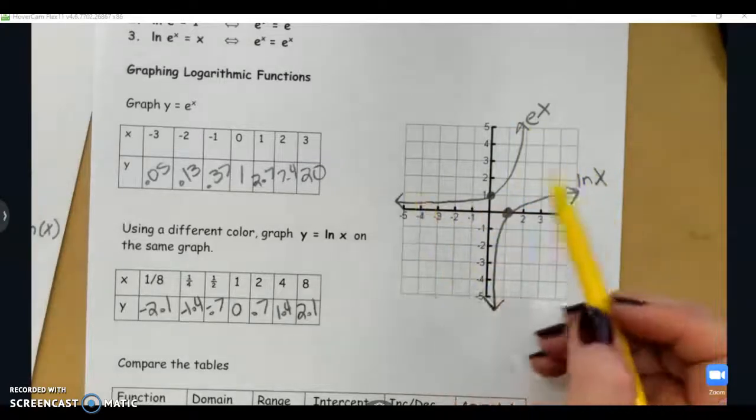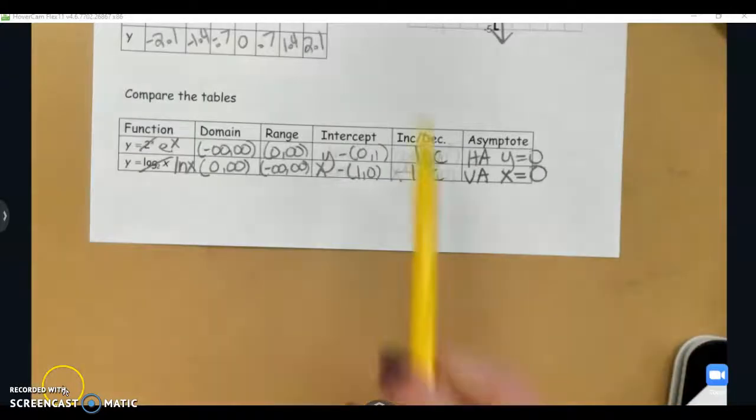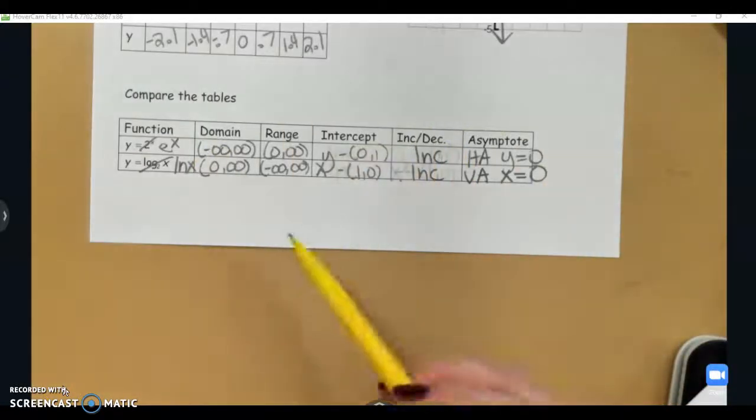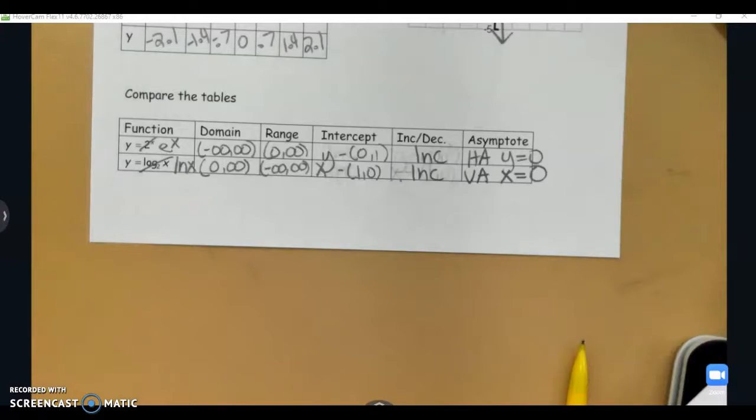And if we look at the graphs, it behaves the same way our other exponential versus logarithmic graphs do. Here we have our exponential and we have our logarithmic graphs. All of these features in the table below are the same as they were for our exponential and log functions with different bases. And that wraps up our first day of notes on log functions.